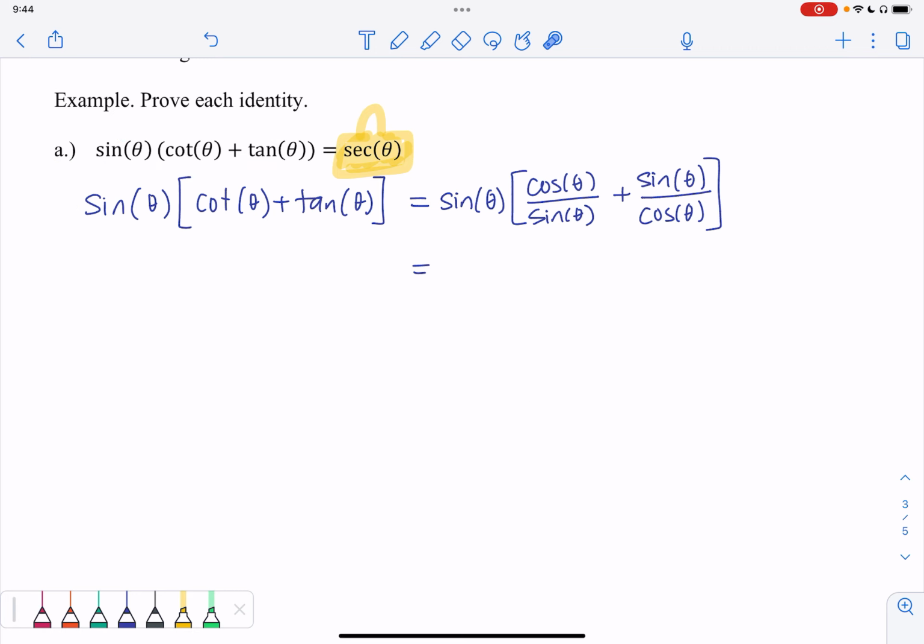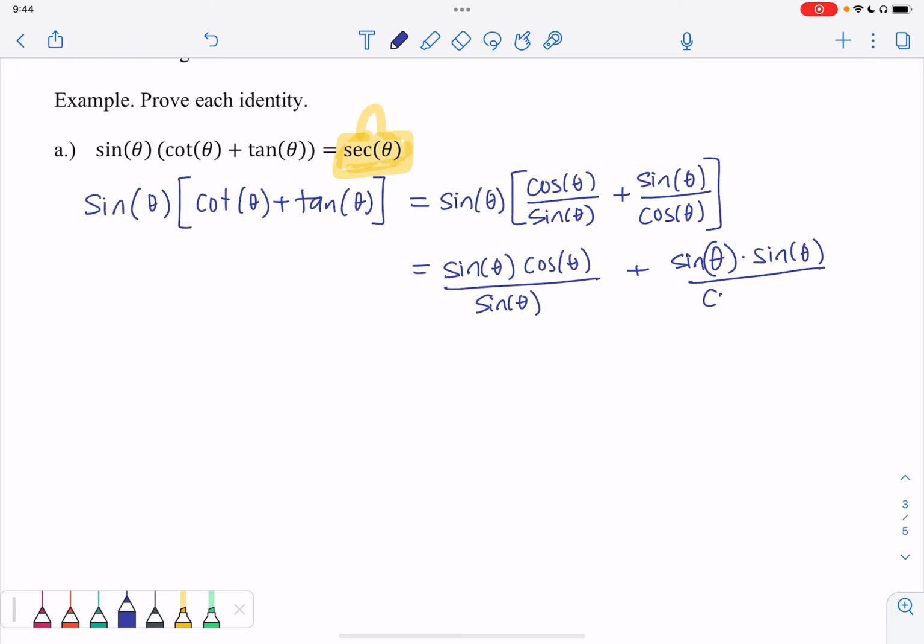Okay. So now from here, what I'll probably do is just multiply in the sine theta and see what we get. So when I do that, I get sine theta cosine theta over sine theta, okay, plus sine theta times sine theta all over cosine theta. Well, these sine thetas in this first term are going to cancel out to give me just cosine theta. Okay, that might be helpful. Plus, this is going to give me sine squared theta over cosine theta.